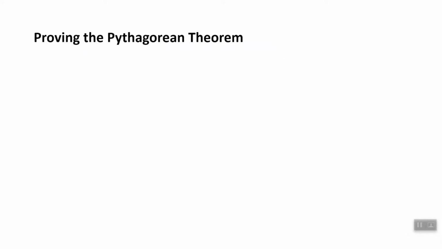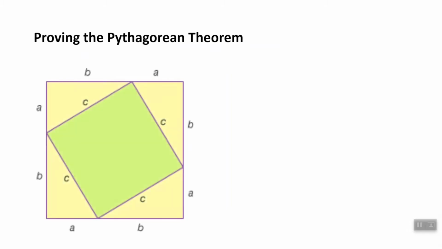Proving the Pythagorean theorem. Imagine you have four identical right triangles with sides a and b as the legs and side c as the hypotenuse. Now you have to arrange these triangles so they form a tilted square in the middle. What is the area of this square? With all of its sides being c, it would be c squared, right?